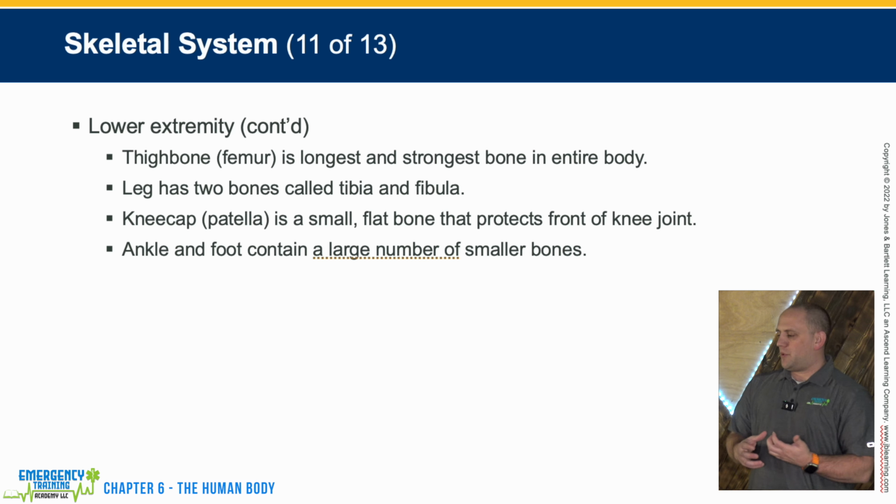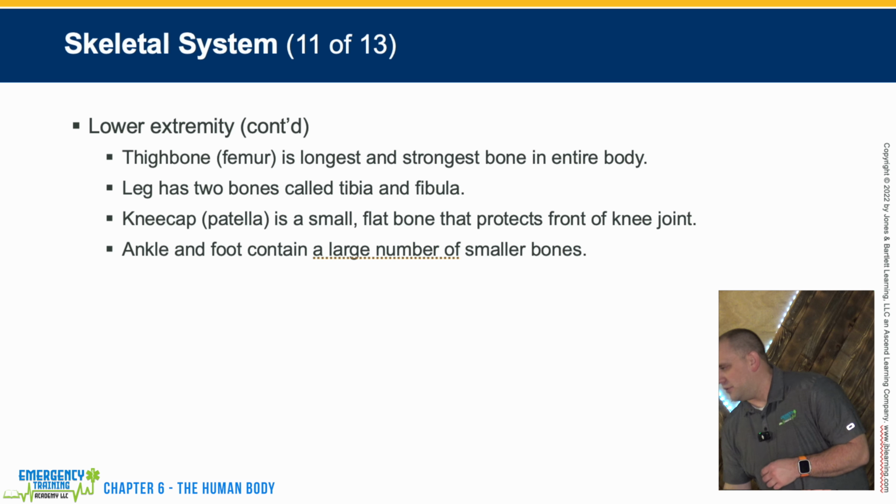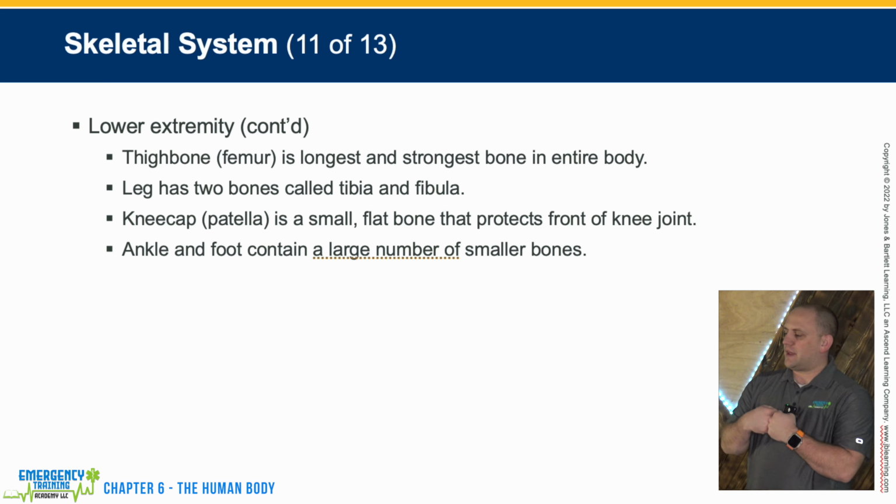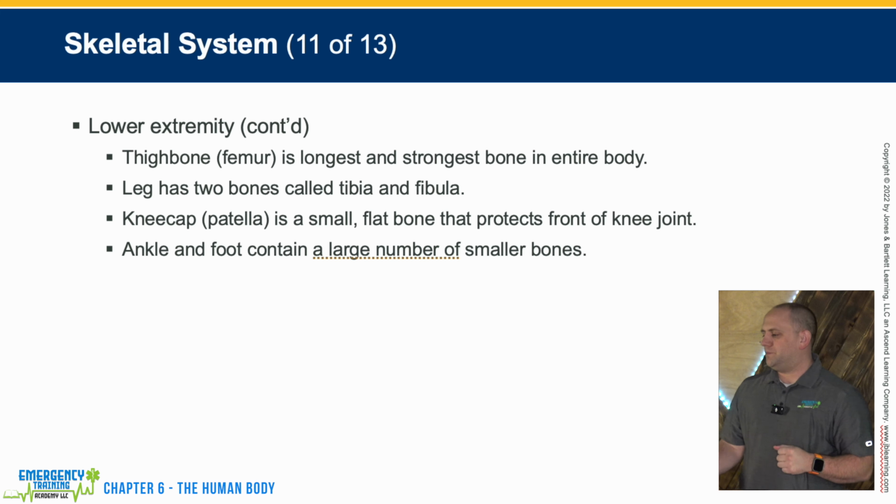The kneecap, or the patella, is the articulating point between the femur and the lower part of our leg. It's a small flat bone. It sits right on the top. You'll be able to feel it, and it protects that articulating movement. We also have our ankle and our foot, which, just like our hand, has a number of smaller bones that help us to articulate and do fine movements.